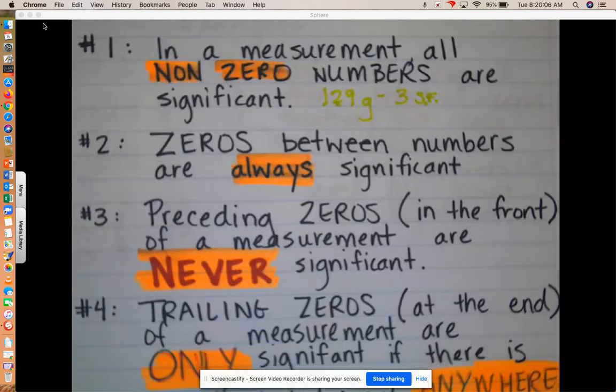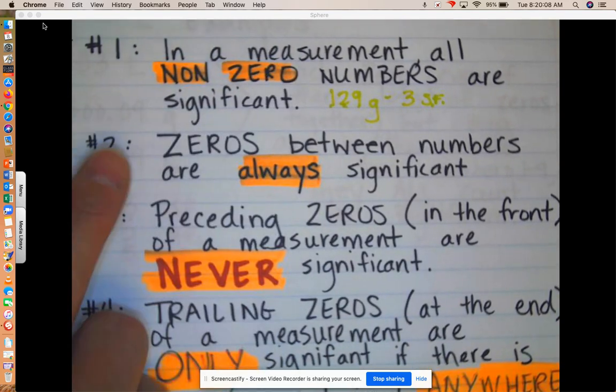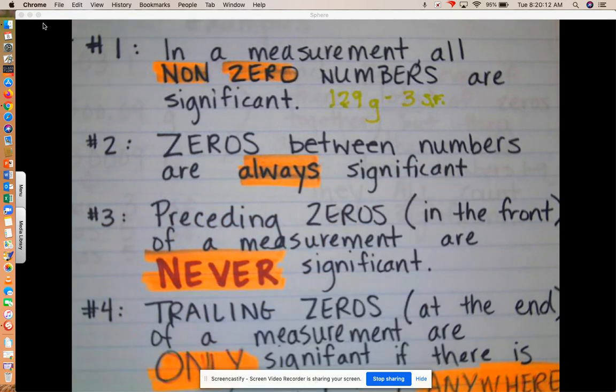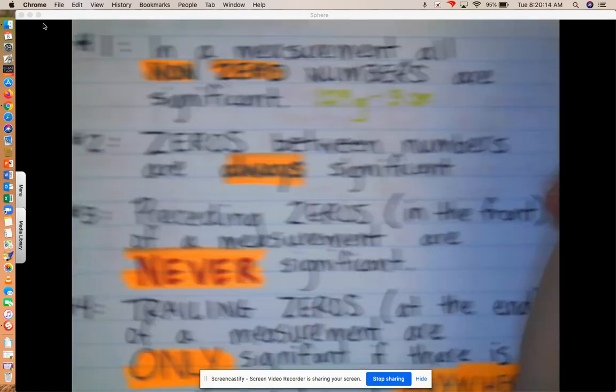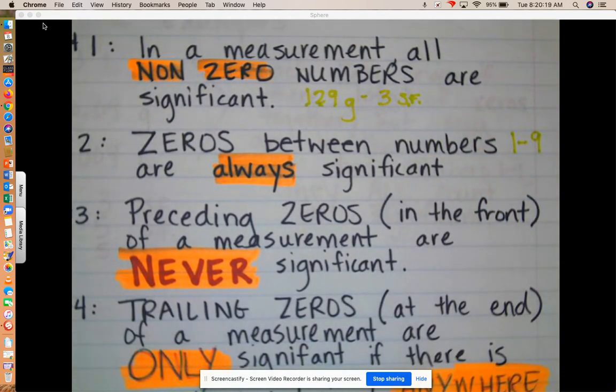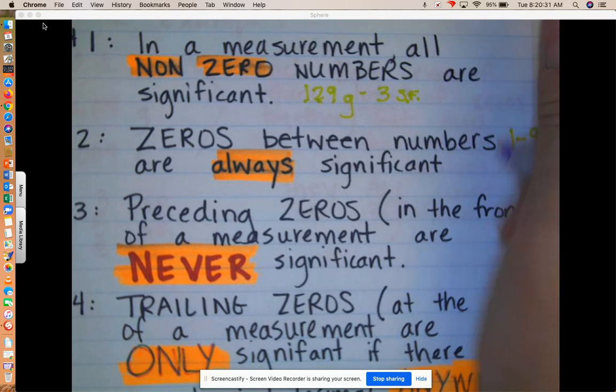The next 3 rules are about zeros. So this first rule is about zeros between actual numbers. You're going to want to write this in. Actual numbers 1 through 9. So any zeros between numbers 1 through 9 are always significant. So if I give you an example, that would look like this.